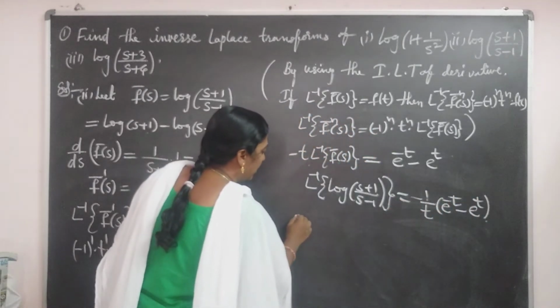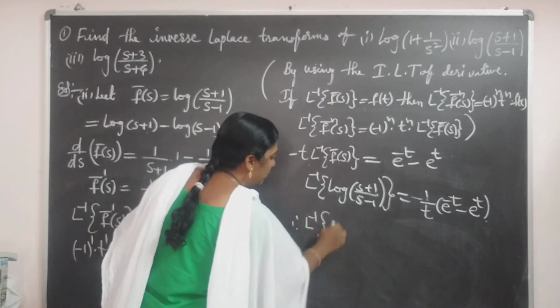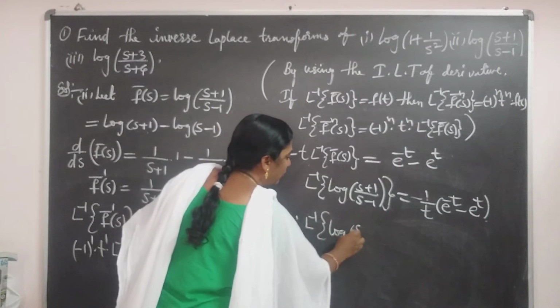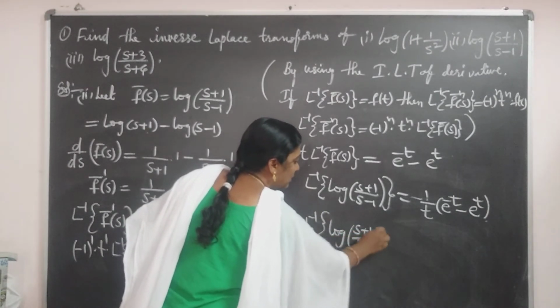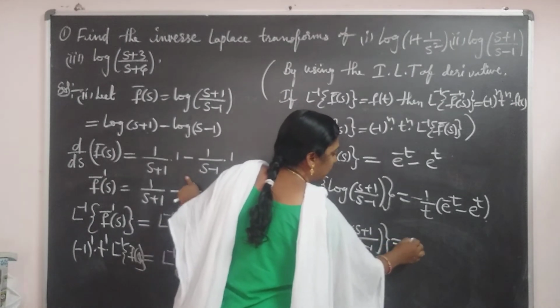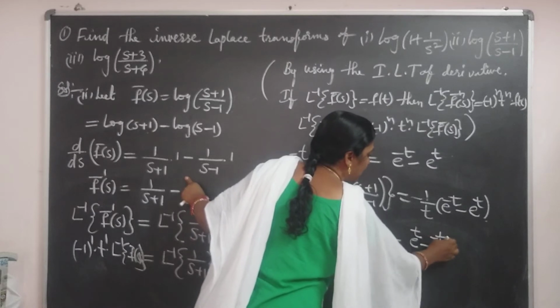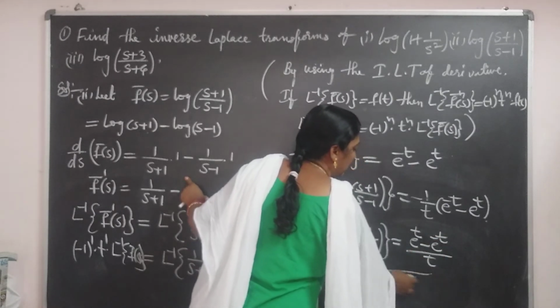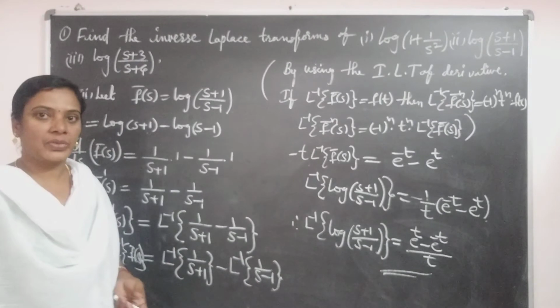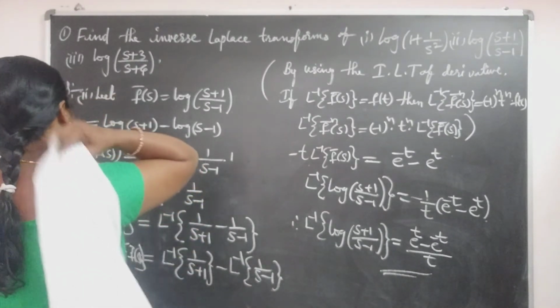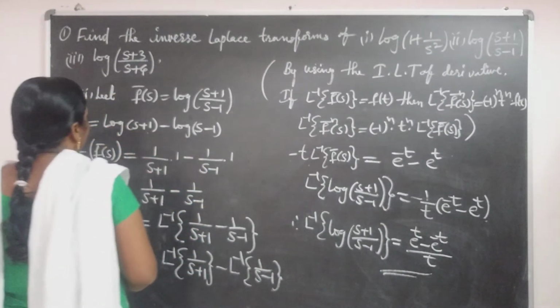Multiplying with negative, therefore L inverse of log of (s plus 1) by (s minus 1) is equal to (e power t minus e power minus t) by t. It is the solution. The third one is the same as this only.